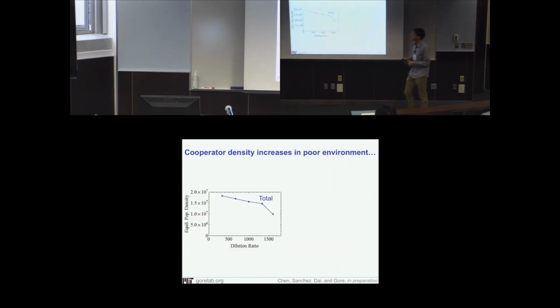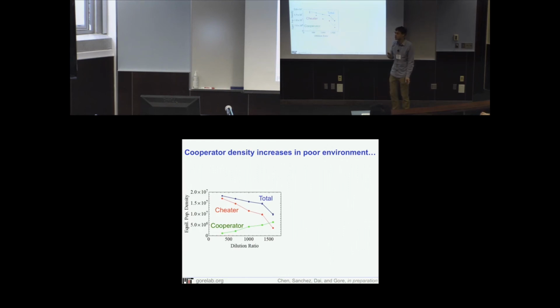So now what we have are two players in this ecosystem: a producer, the cooperator, and a consumer, this cheater. As we deteriorate the environment, the total population size goes down. But what's interesting is that if you look at the cheater population size and the cooperator population size, they do different things. The cooperator density actually goes up. And this is kind of weird, right?